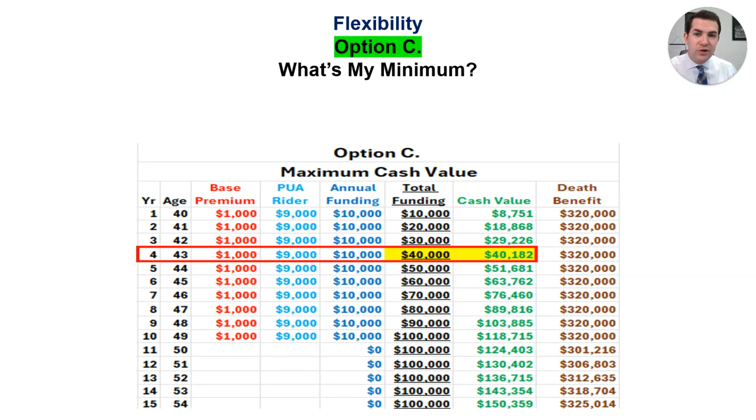So going back to option C here, if this is your policy, what's your minimum? There you go. The base premium of $1,000.